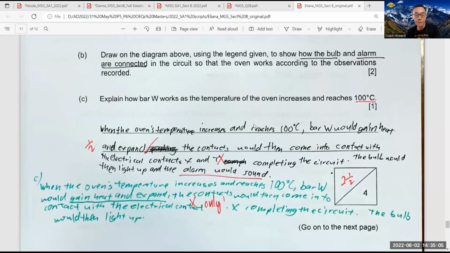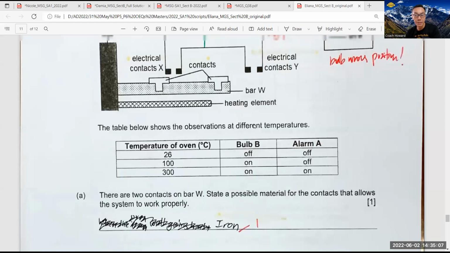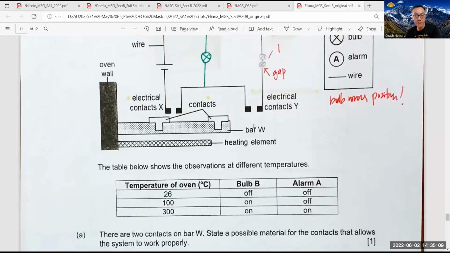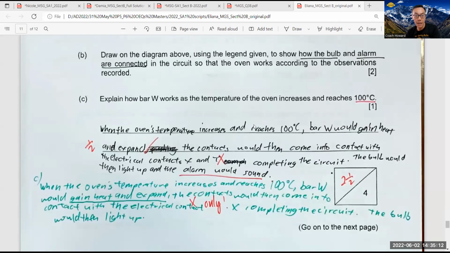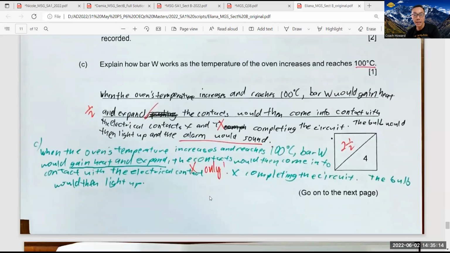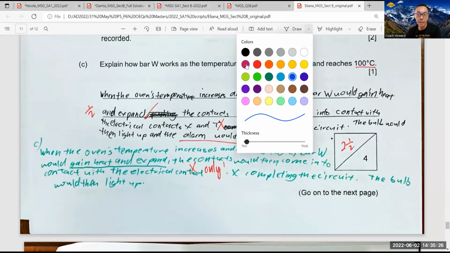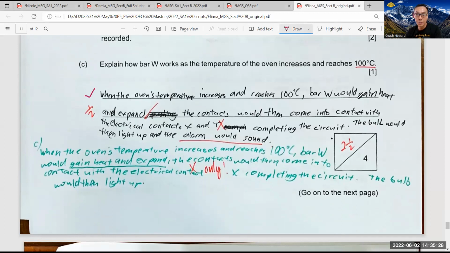Okay, let's see this student, actually the same question. She's a bit careless in giving her answer for part C. This was her original answer. She wrote, when the oven's temperature increases and reaches 100 degrees Celsius, bar W would gain heat and expand. So she got a mark for this part because she showed the concept of gain heat and expand. The contacts would then come into contact with the electrical contacts X and Y.